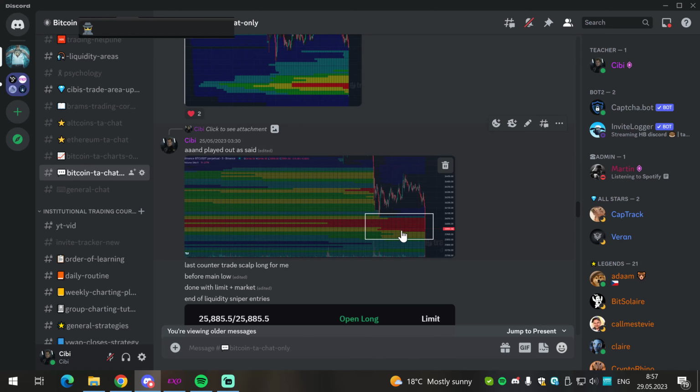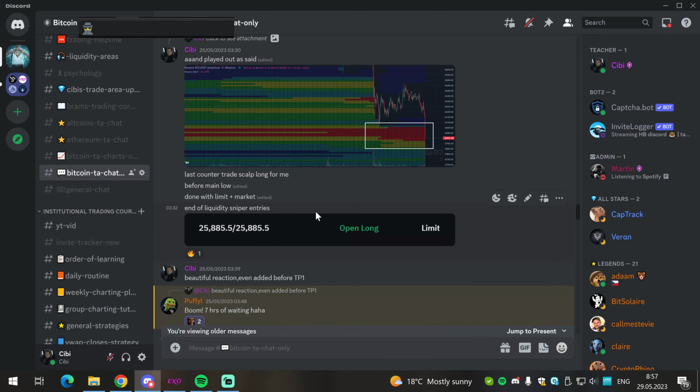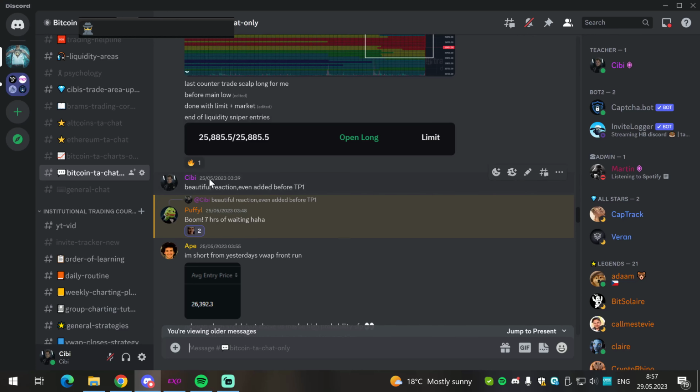And the key long idea is starting to play out. So I said this is the last counter trade scalp long for me before main low. I did it with limit and market order. End of liquidity sniper entries. You see, I almost entered at the lows. Beautiful reaction, even added after take profit one.